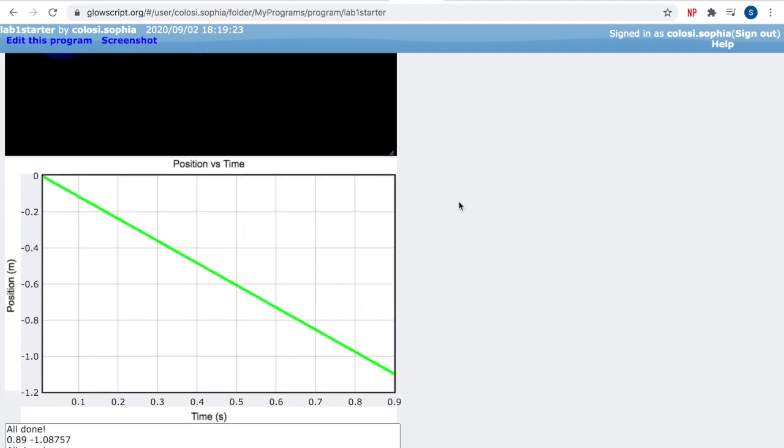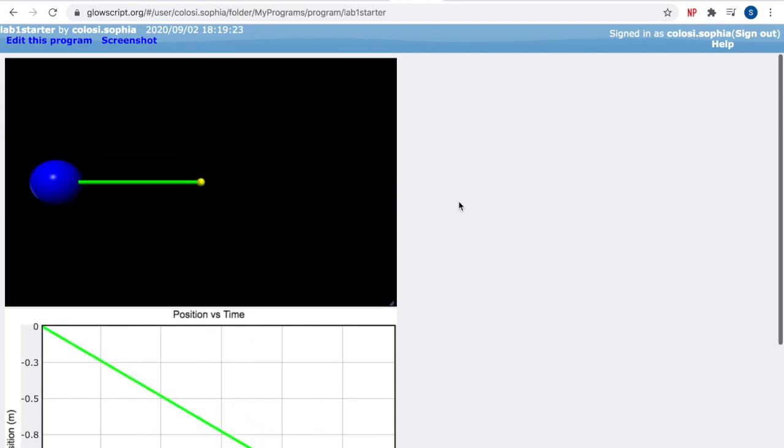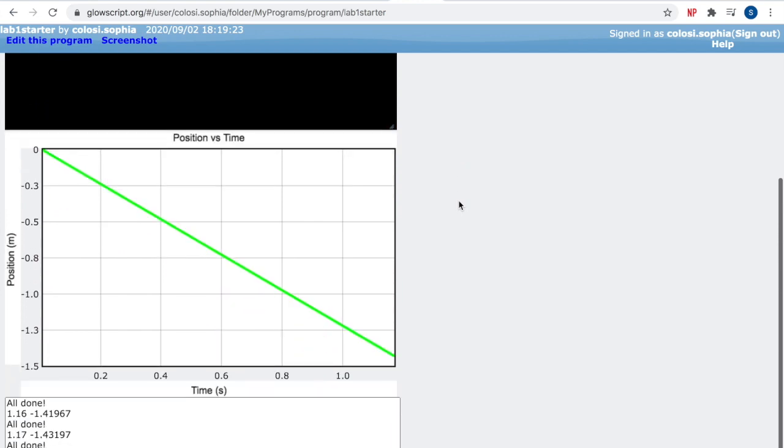After running my code, this is what happened. As we can see, it looks very similar to my Tracker simulation.